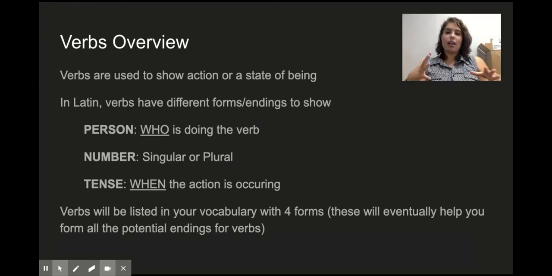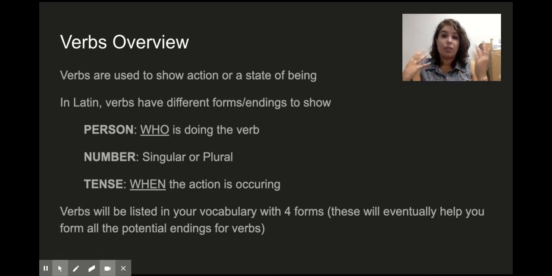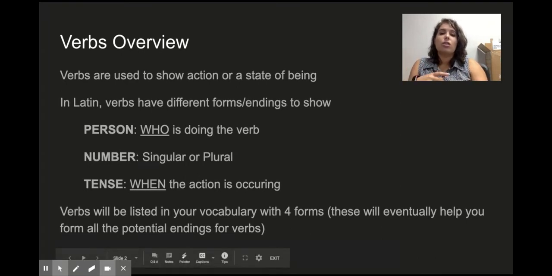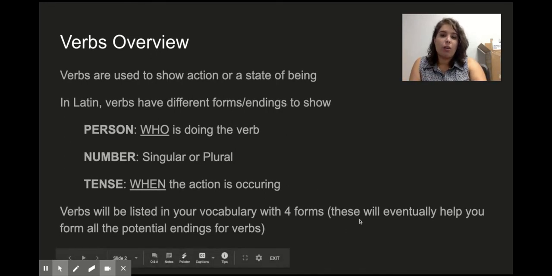So in Latin, when you're looking at your vocab list, verbs will typically be listed with 4 forms. Right now, we're only worrying about the first 2 forms. Those are the ones we're going to be using to form the verb forms that we know so far. But the other ones will become important eventually. So it is good to start learning all 4 of those verb forms. It's how they will be listed in a dictionary, how I will give them to you in your vocab lists. And once we know all of the different tenses, all of those forms will be used in forming these different endings for verbs.